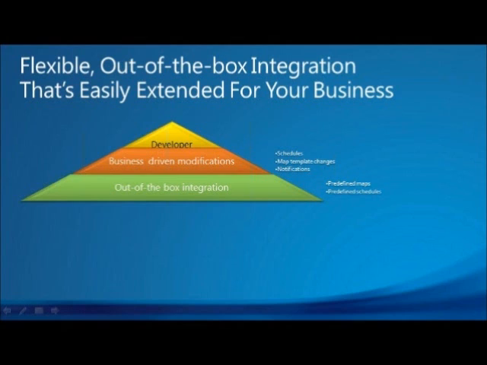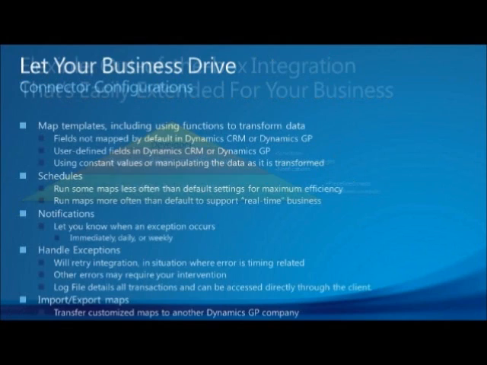The connector client also allows you to make changes to the map for each particular integration. Here you can choose which fields you would like to map, as well as use constants and functions within your data map. You can change the out-of-the-box field mappings, or you can add to them directly within the connector client interface. Next slide, please.